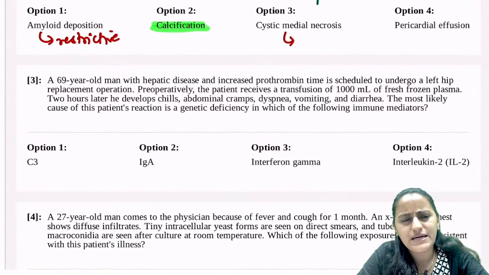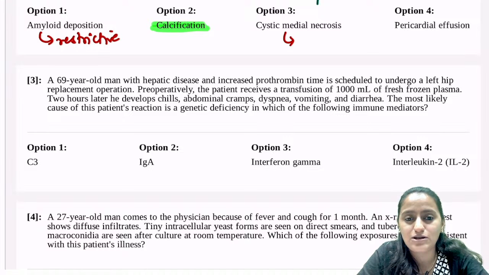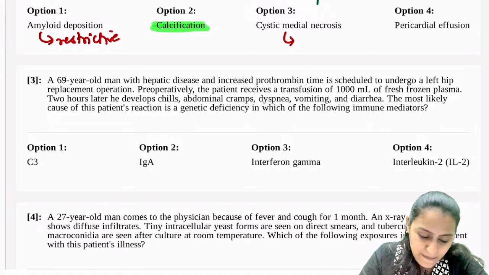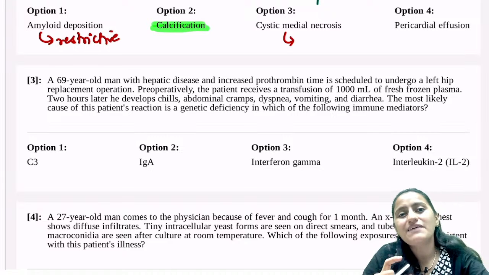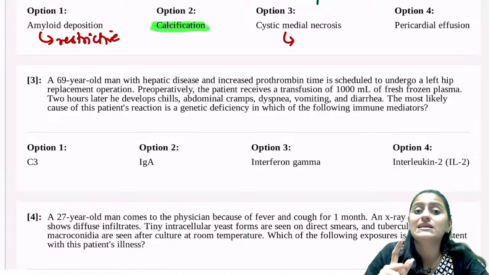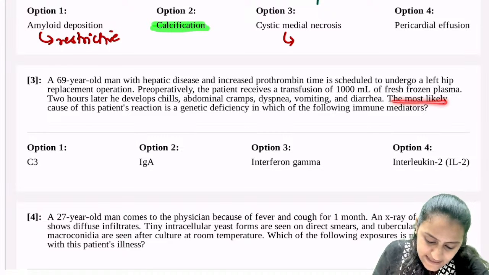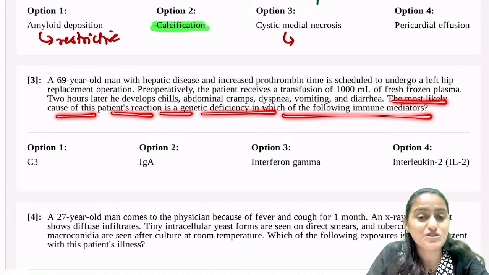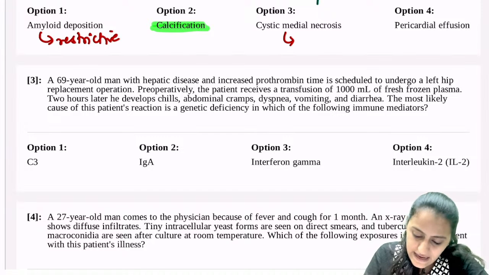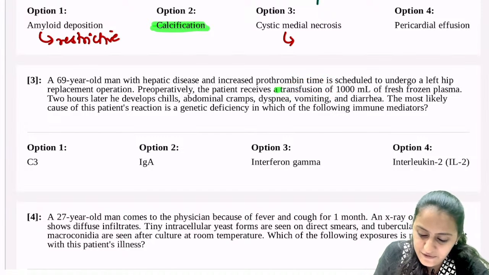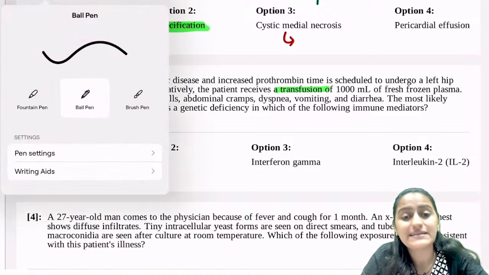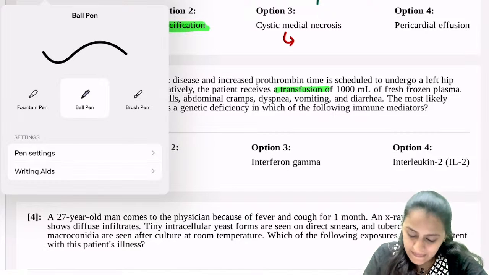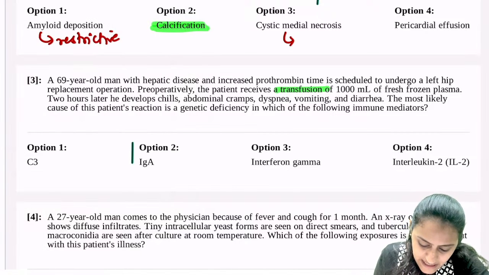This is something we had discussed in the recent microbiology PYQ based KBMD that we had conducted yesterday and today in the app. There also we had discussed this. What do you think is the answer here? Whenever you have lengthy clinical questions, always try to read the last line first. The most likely cause of this patient's reaction is a genetic deficiency in which of the following, right? And you can see that something related to transfusion is mentioned here. So you can make a guess that they are asking about a transfusion reaction due to deficiency of which of the following? Very good. It is the IgA deficiency.